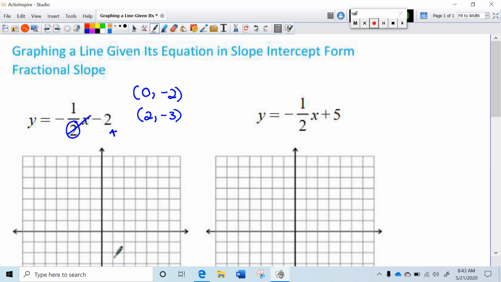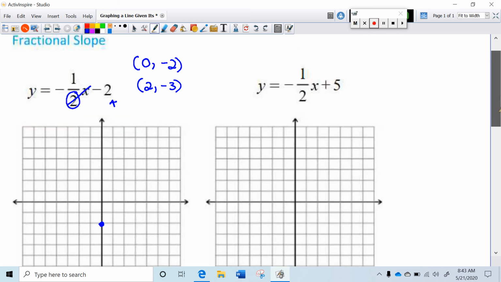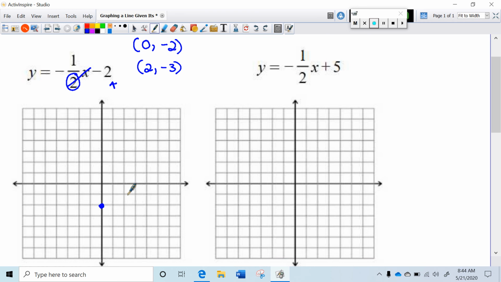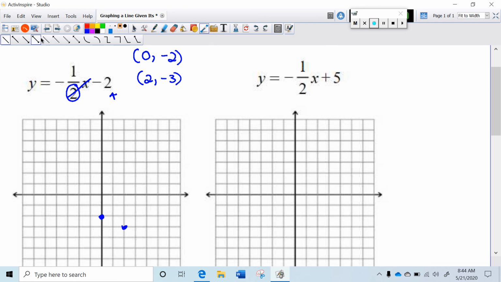So when I graph that, 0, -2 is right here, and 2, -3: 1, 2, 3 is right there. You connect those with a line, and you're finished. You're supposed to have an arrow on each end, and it didn't do it, but that's okay.